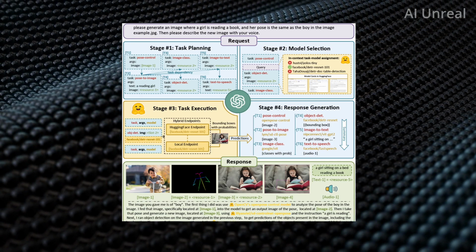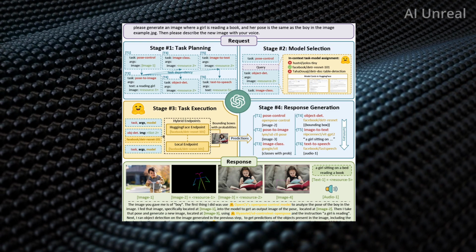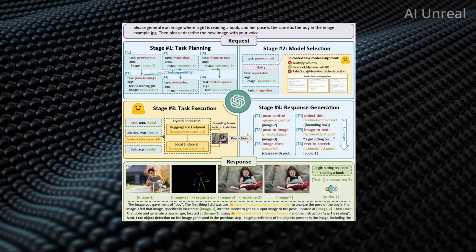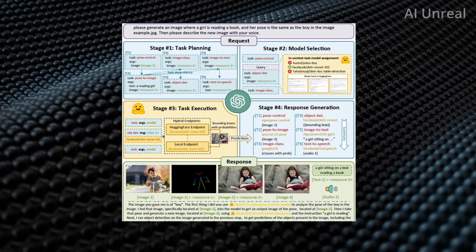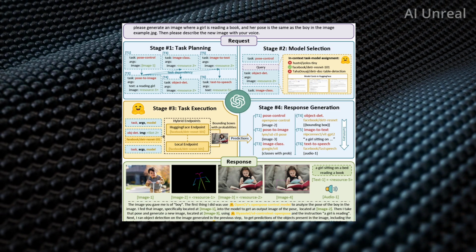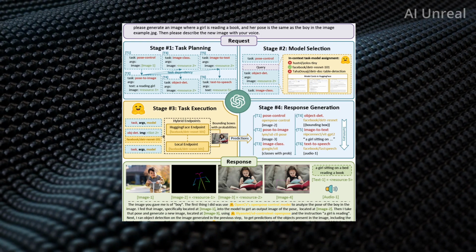So here we have this prompt, and it asks it to generate an image where a girl is reading a book and her pose is the same as the boy in the image, which you see here on the left side of the screen. And they say, please describe the new image with your voice. So it breaks it down into four different stages.